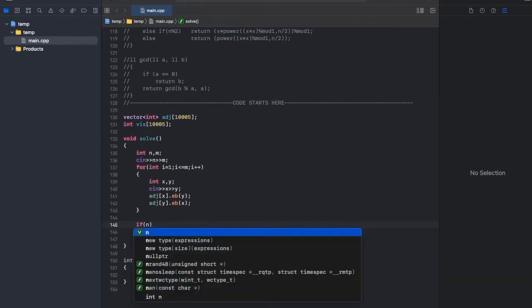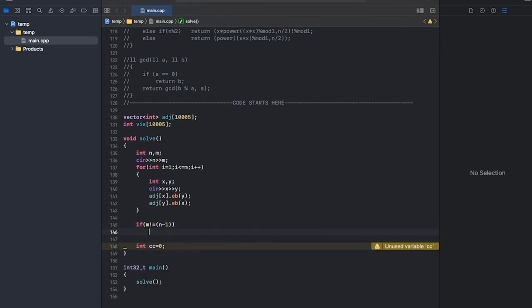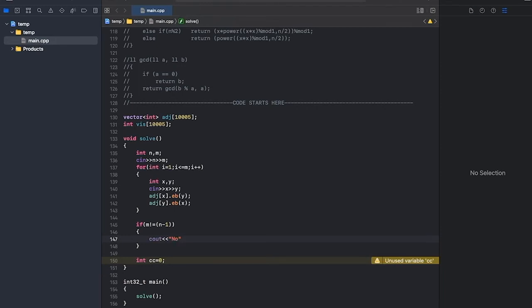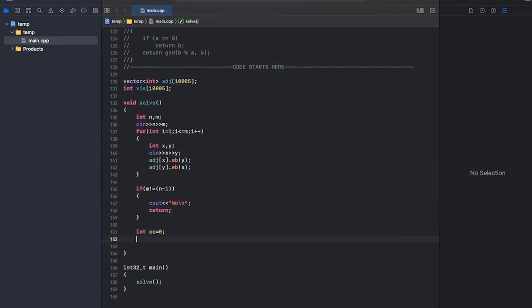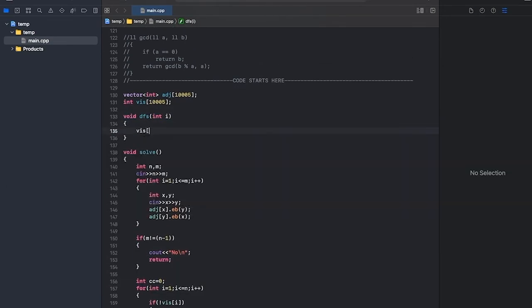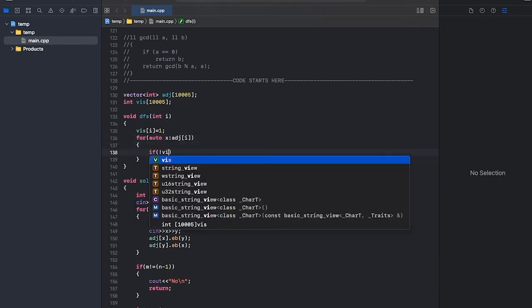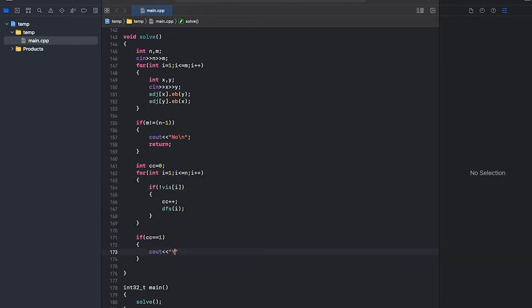If the number of edges is not equal to the number of nodes minus 1, we'll print no and return from here itself. Otherwise we'll find the number of connected components. For that we'll use DFS. Now if the number of connected components is equal to 1, then we'll print yes. Else no.